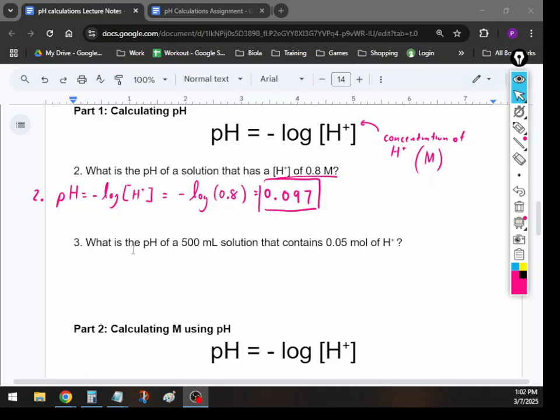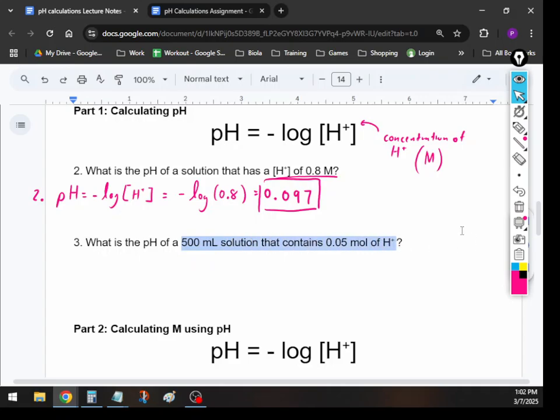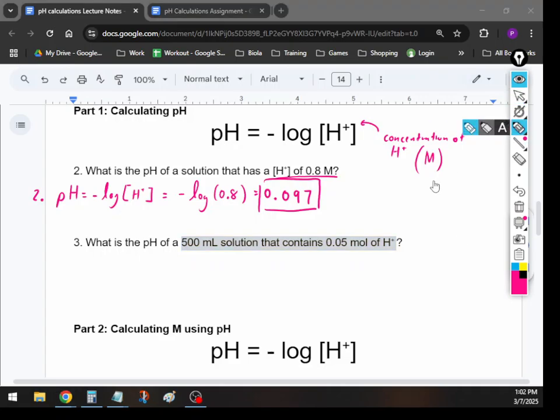If you take a look at number 3, we're still looking for pH. But this time, I'm not giving you molarity, right? We have a 500 milliliter solution, and it contains 0.05 moles of H+. So to solve this, we first need to find molarity. And if you remember, molarity is moles divided by liters. So we're bringing back stuff from last unit. First you need to find molarity by using the molarity equation.